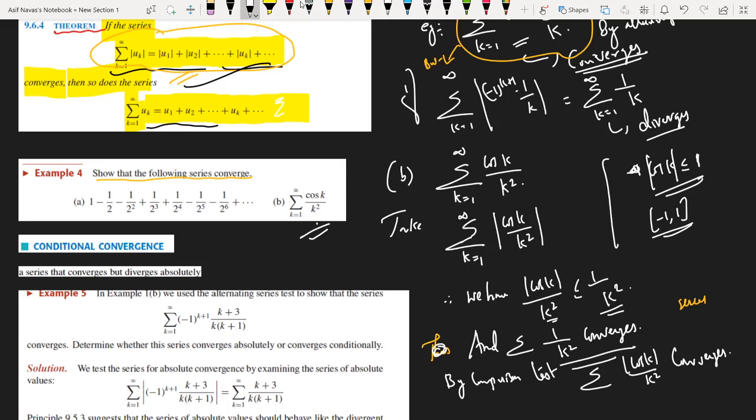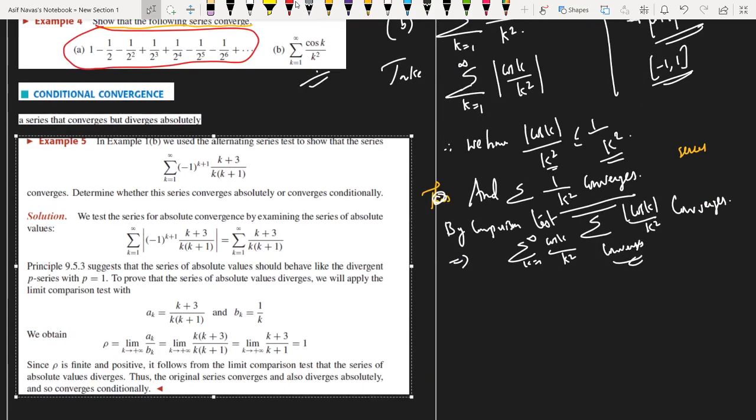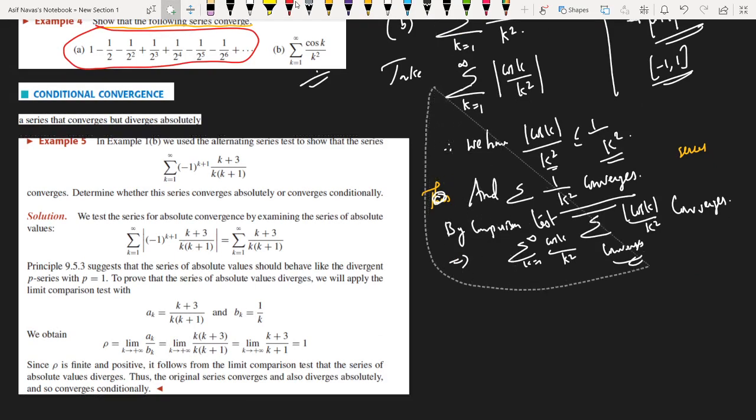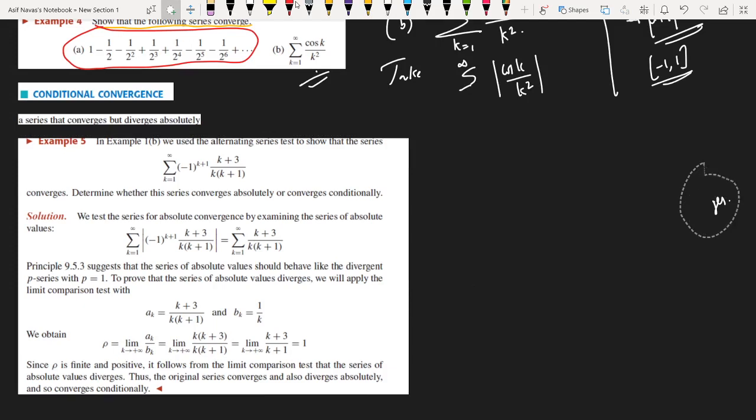Therefore, the series of absolute values converges, which implies the series sigma k equal to 1 to infinity cos k divided by k square converges. So in order to prove that this series is convergent, we just take its absolute value and show that the series is absolutely convergent. Absolutely convergent implies the series is convergent. Any doubt? If you have any doubt, you can ask me. So that is absolute convergence.